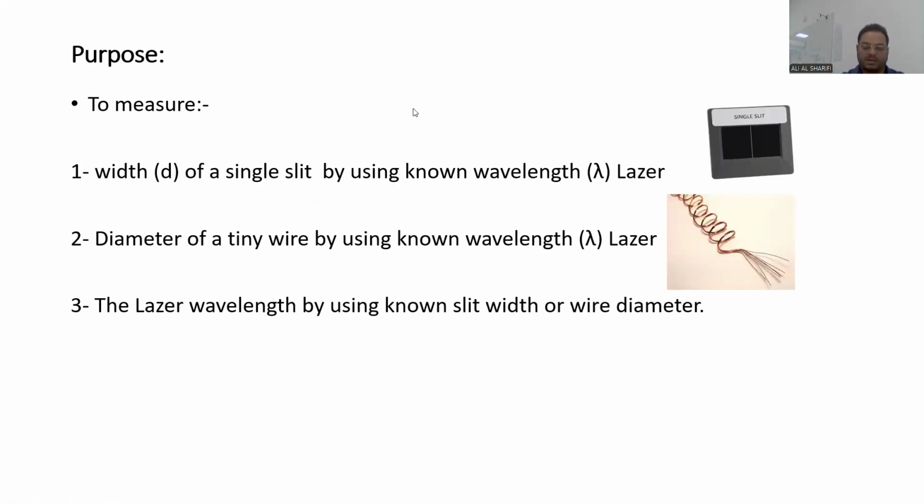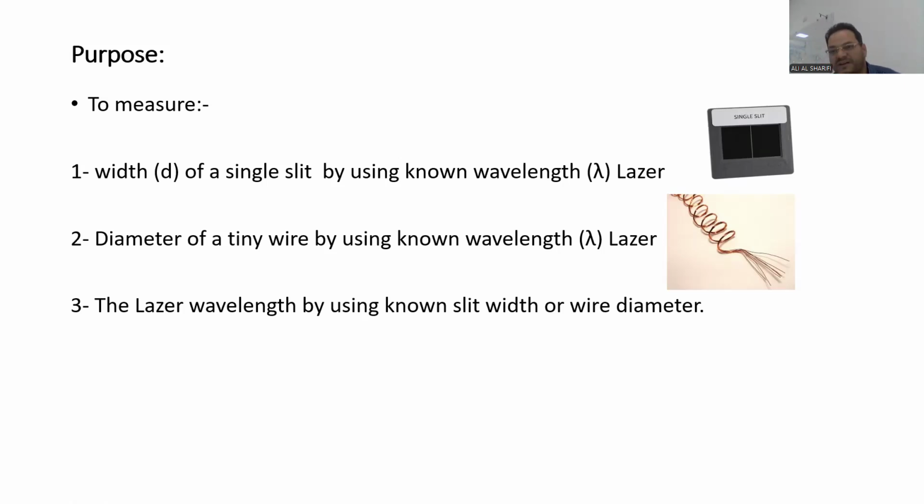Here we have three purposes today. The first one, to measure the width of a single slit by using a known wavelength. We should know the wavelength of the laser. Whichever laser we use, we should know its wavelength. Actually, in this experiment, we will use a helium neon laser with 630 nanometers, okay?